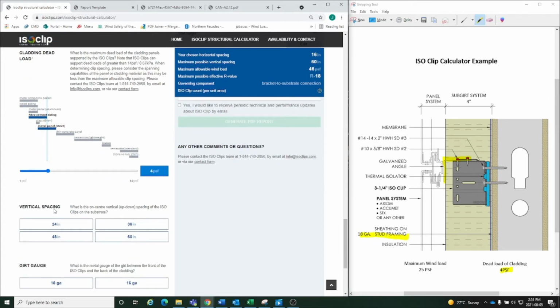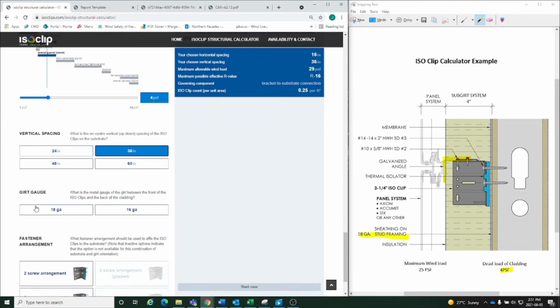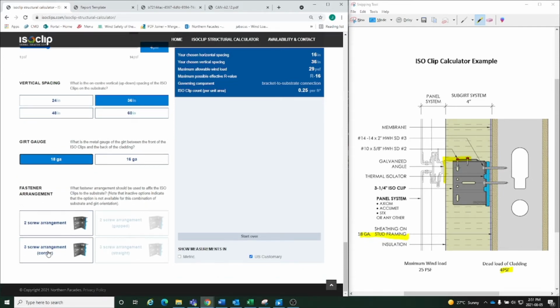For the purpose of this, I'm going to stick with the vertical spacing of 36 inches on center, and I'm going to have a girt gauge of 18. The screw arrangement, I would typically recommend a three screw arrangement, but you can also leave it blank.